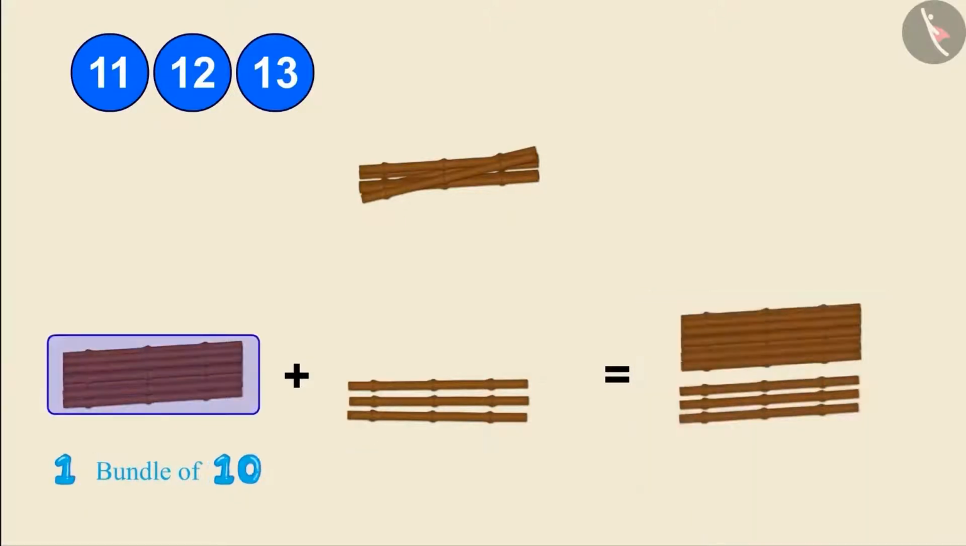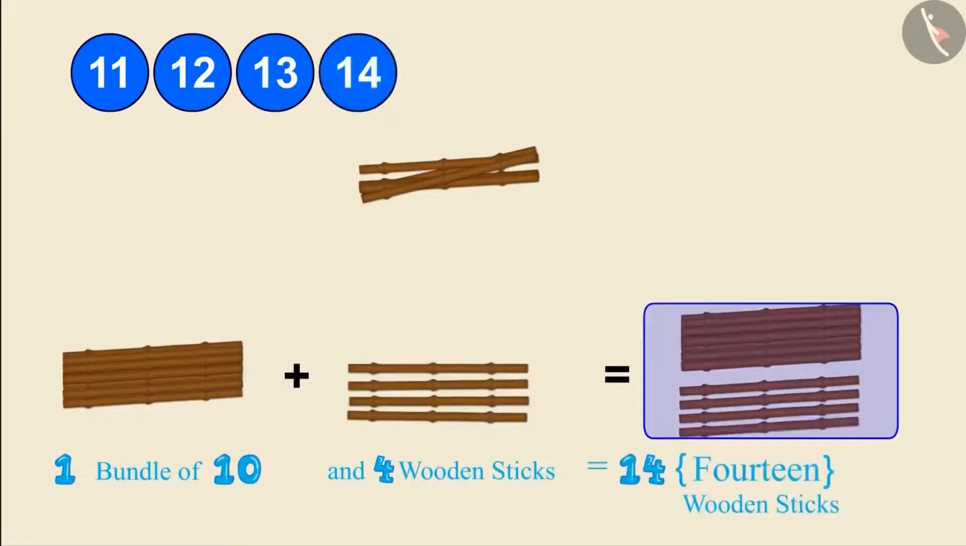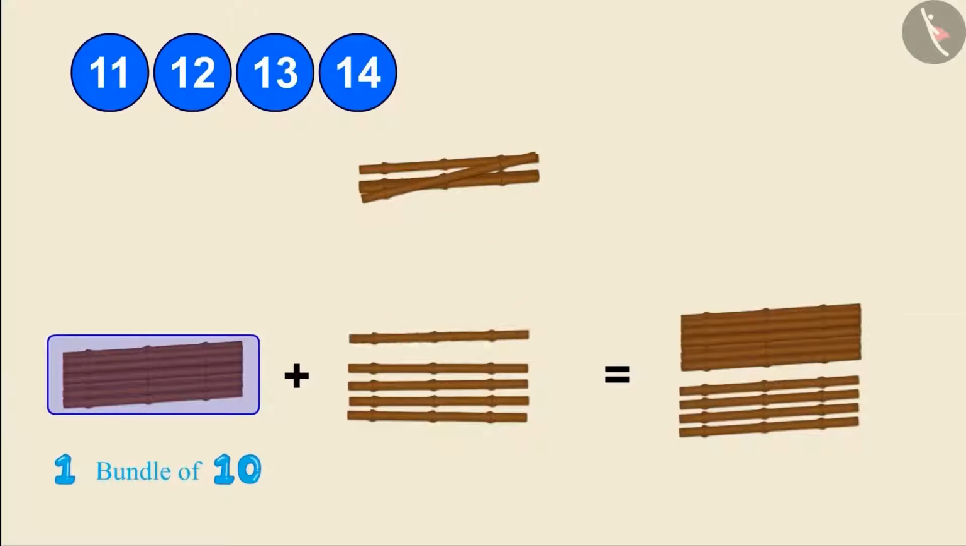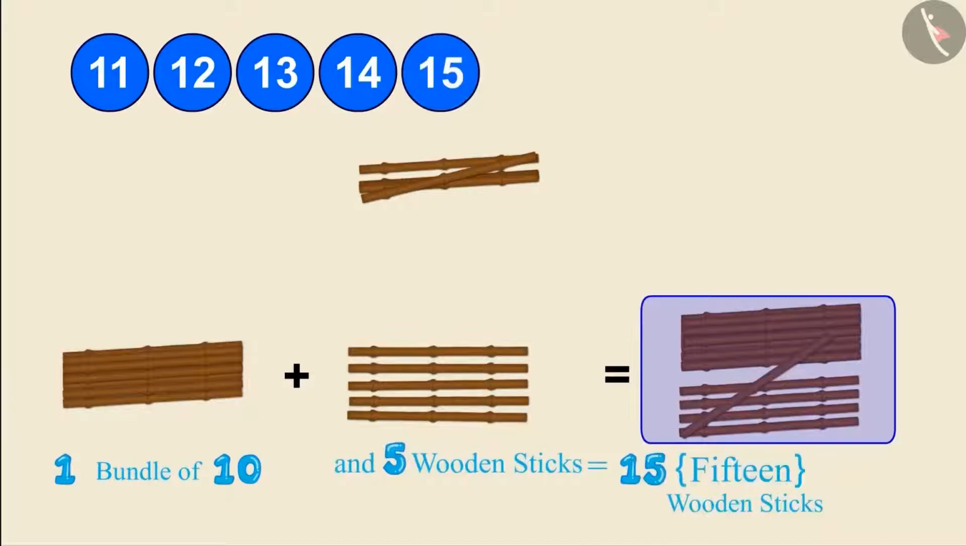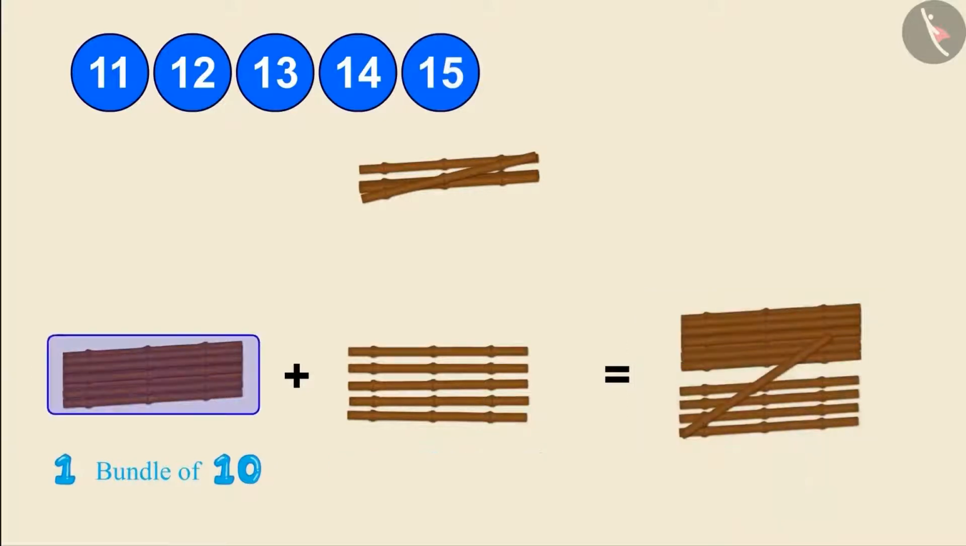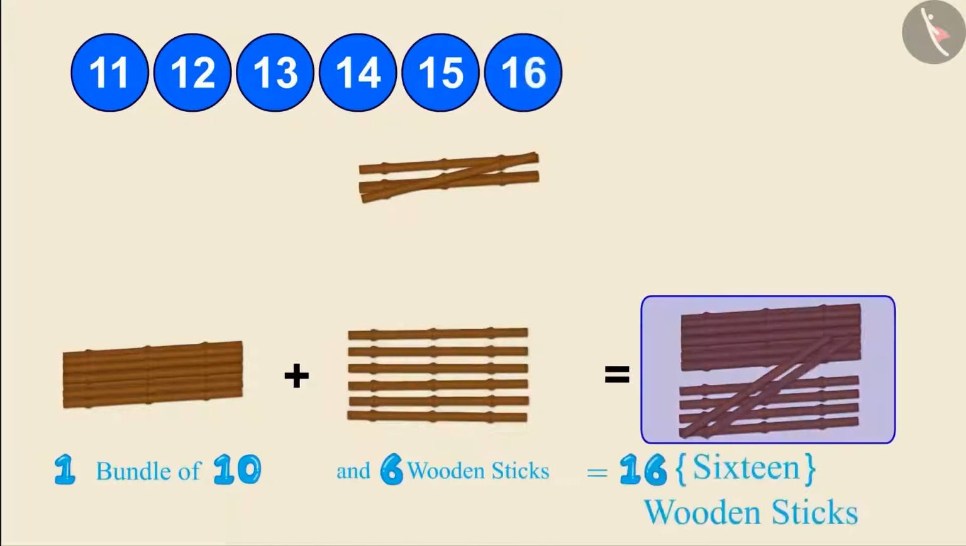One bundle of 10 and 4 wooden sticks make 14 wooden sticks. One bundle of 10 and 5 wooden sticks make 15 wooden sticks. One bundle of 10 and 6 wooden sticks make 16 wooden sticks.